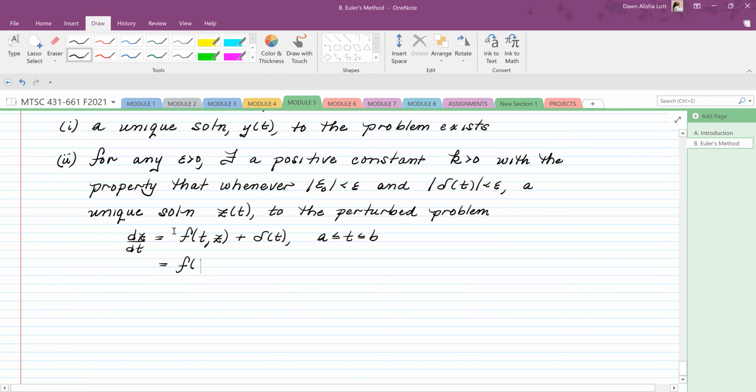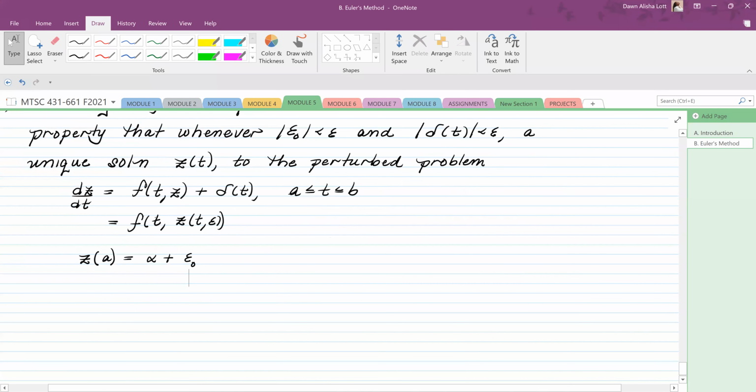f of t and z of t and epsilon. And then we have z of a is equal to alpha plus epsilon naught. Okay, so now what's happening here? Let me explain. Let me finish the statement that this thing exists.